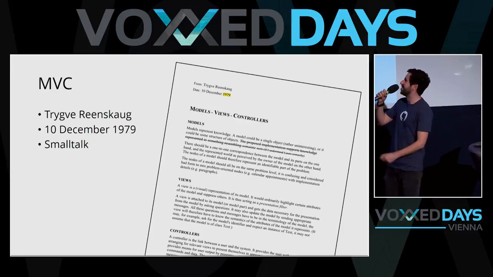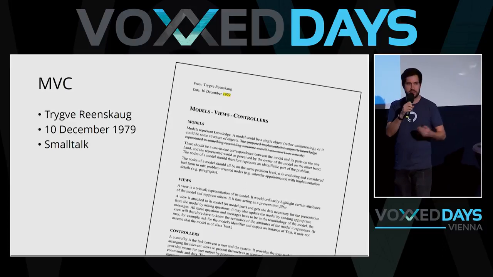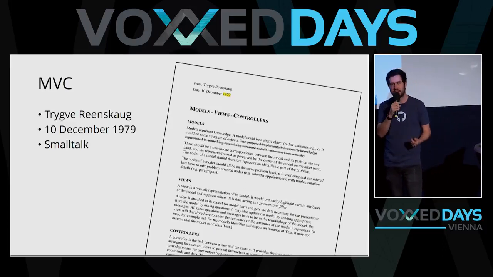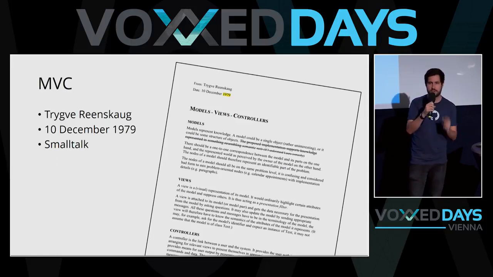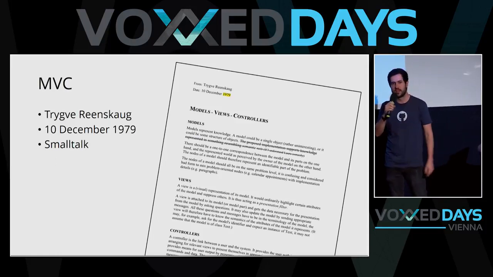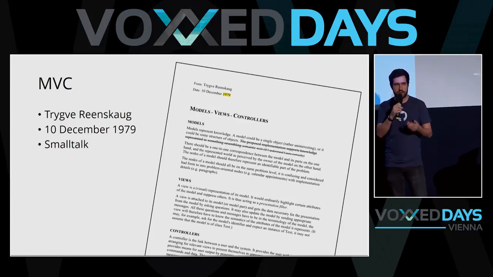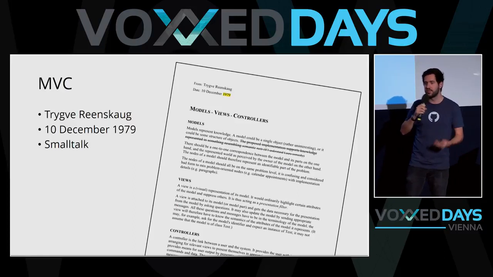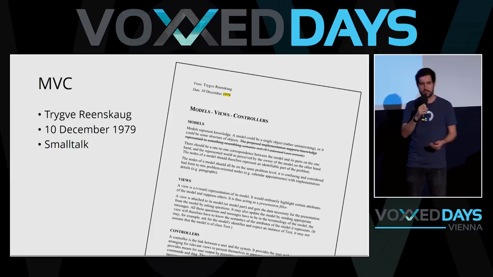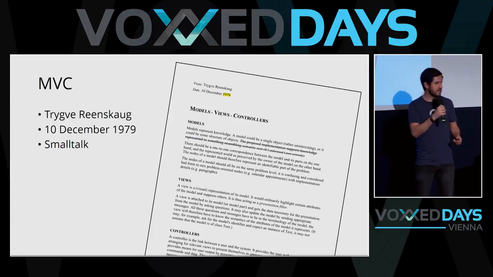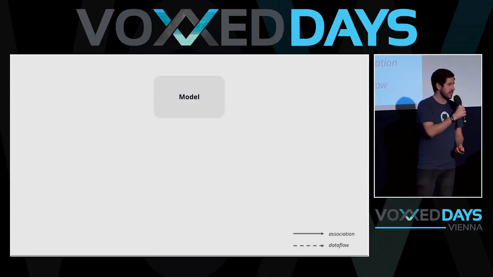Sorry. In this paper, Trygve describes the idea of what he wants to achieve with MVC and what it actually is. For models, there's a very short sentence that describes this pretty well. He says, models represent knowledge. Models describe a concept of the real world, like a to-do item, something that is an abstract term. And so the models are completely ignorant of how they are represented and how they are interacted with.